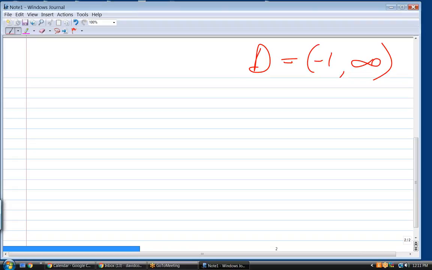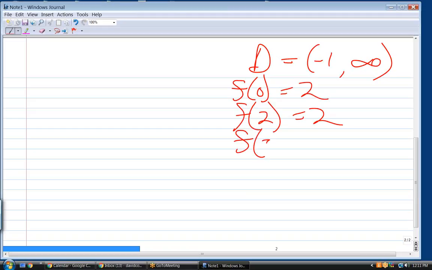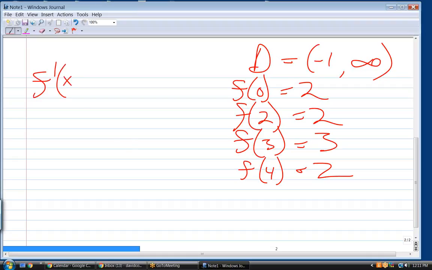So f of 0 equals 2. And then f of 2 equals 2. F of 3 equals 3. This is probably one where we'd be better off taking a picture and sending it, but that's okay. We've started verbalizing it. Let's go. Okay. F of 4 equals 2. And the first derivative is less than 0. And then the domain of x is between -1 and 1.